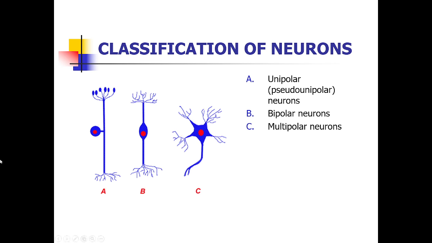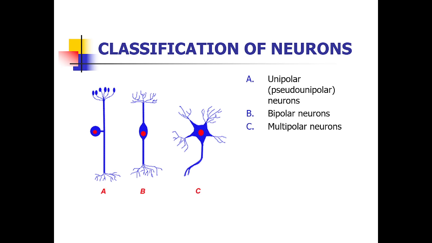Based on the number of those processes, we classify neurons into three major groups. Guys, with the letter A, I marked for you pseudo-unipolar neurons. That means that from my cell body I start with just one process, but in a short way it splits into two. So it's not uni, it's actually a pseudo-unipolar neuron. Mark for yourself, please: those pseudo-unipolar neurons, by function, are sensory neurons.